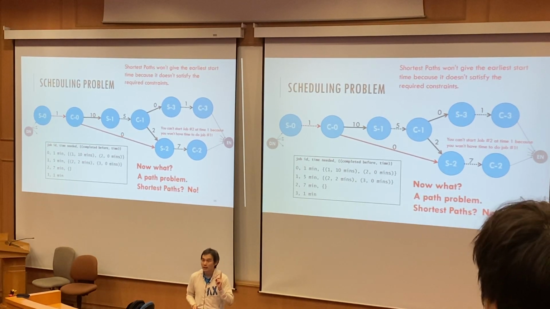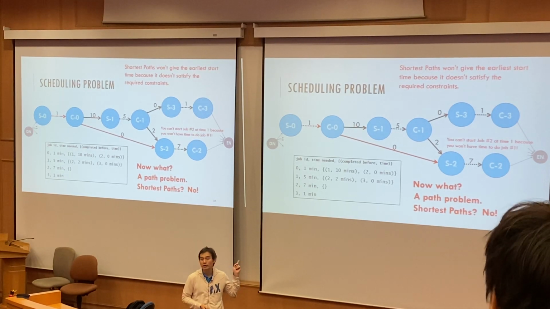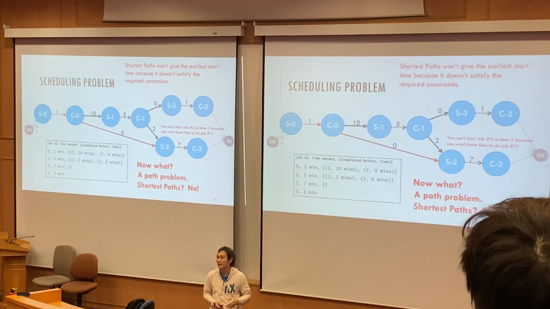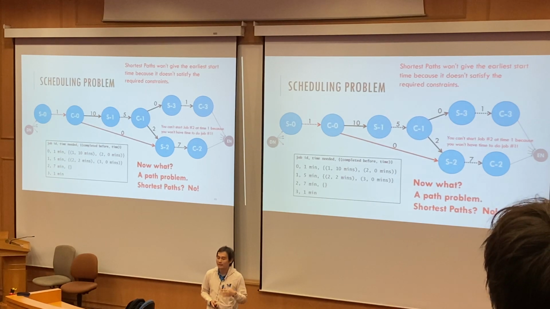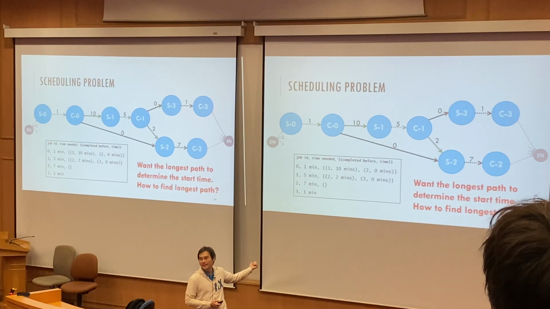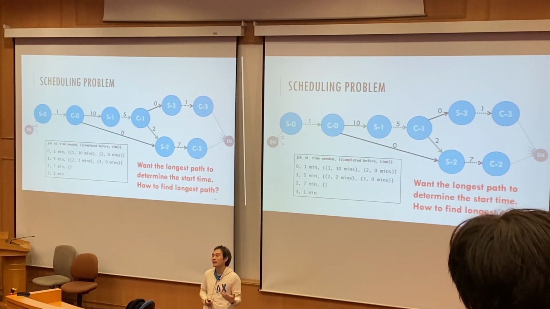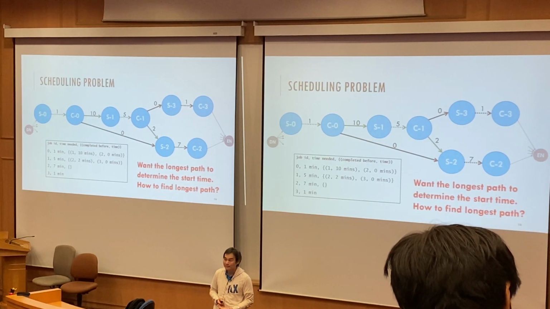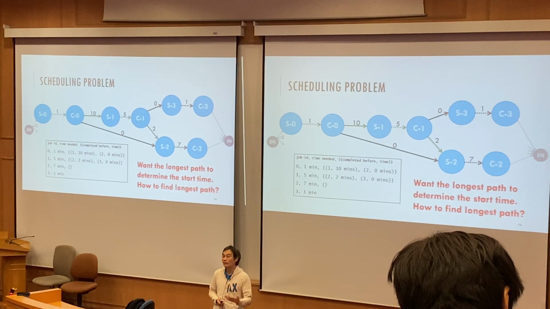What can you use, if you cannot use shortest path? What is it that you actually want? You want the longest path. It's not the shortest path, it's the longest path, which we just did a while ago. You know how to compute longest path, at least in a DAG. So how do we find longest path?